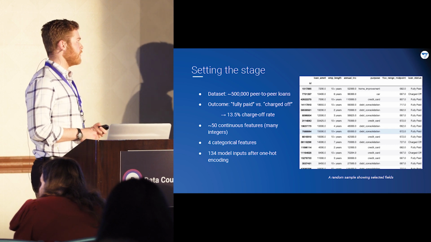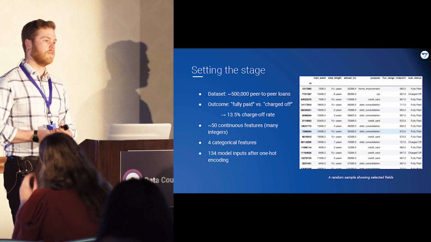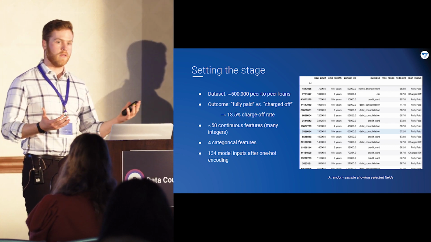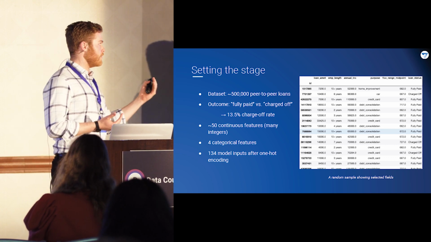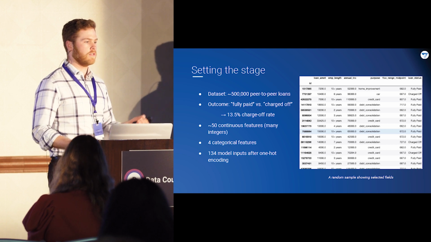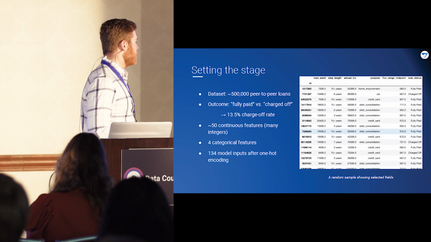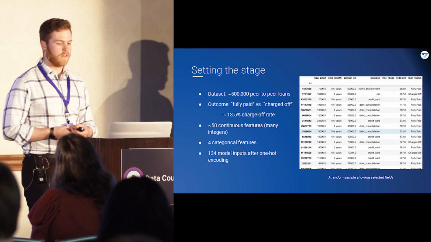It's about 500,000 peer-to-peer loans. These were from Lending Club, public data that we've processed to include just features that represent information available at the time of a loan application. And then the target is whether the outcome was fully paid or charged off. Charged off is just a fancy word for the bank gave up. The lender gave up and they charged it off as a loss. In this data set, at least in the training set, there's about a 13.5% charge-off rate.